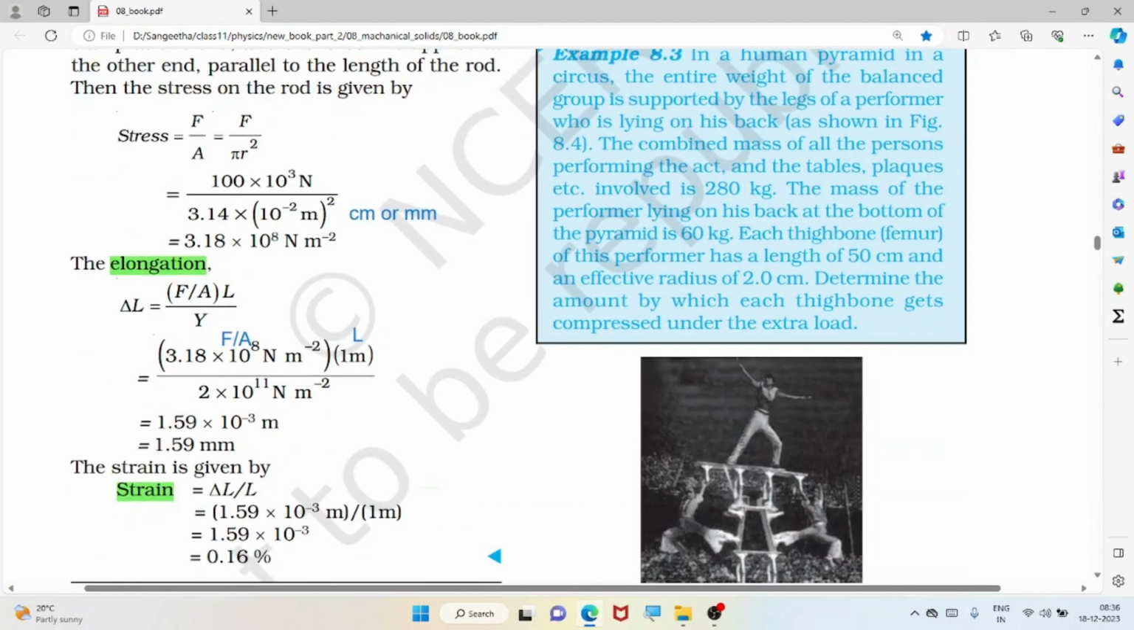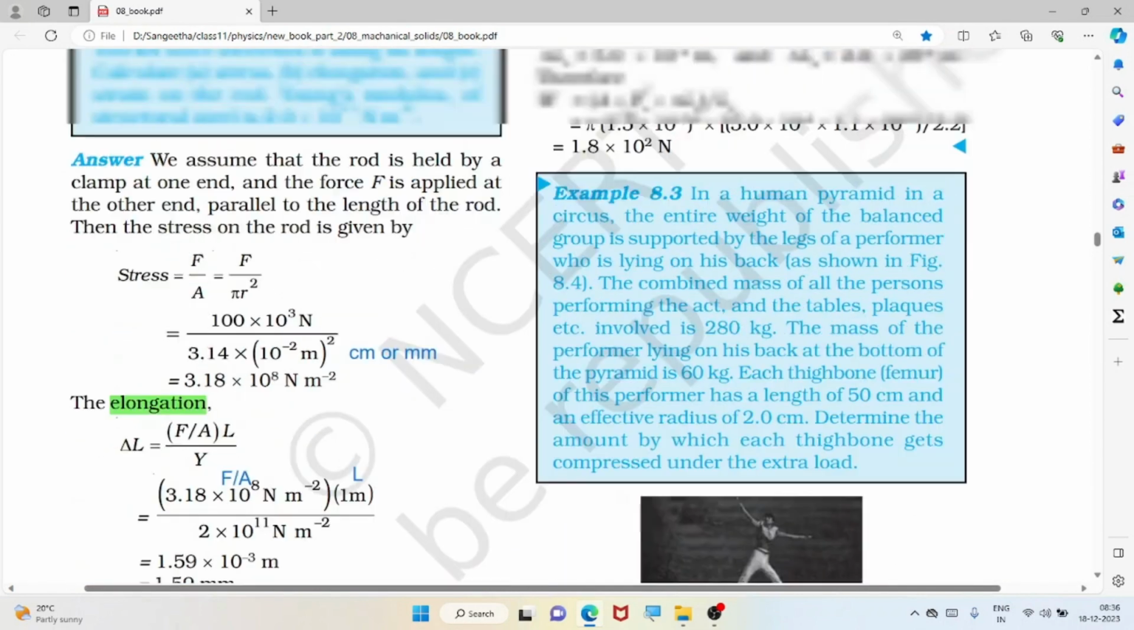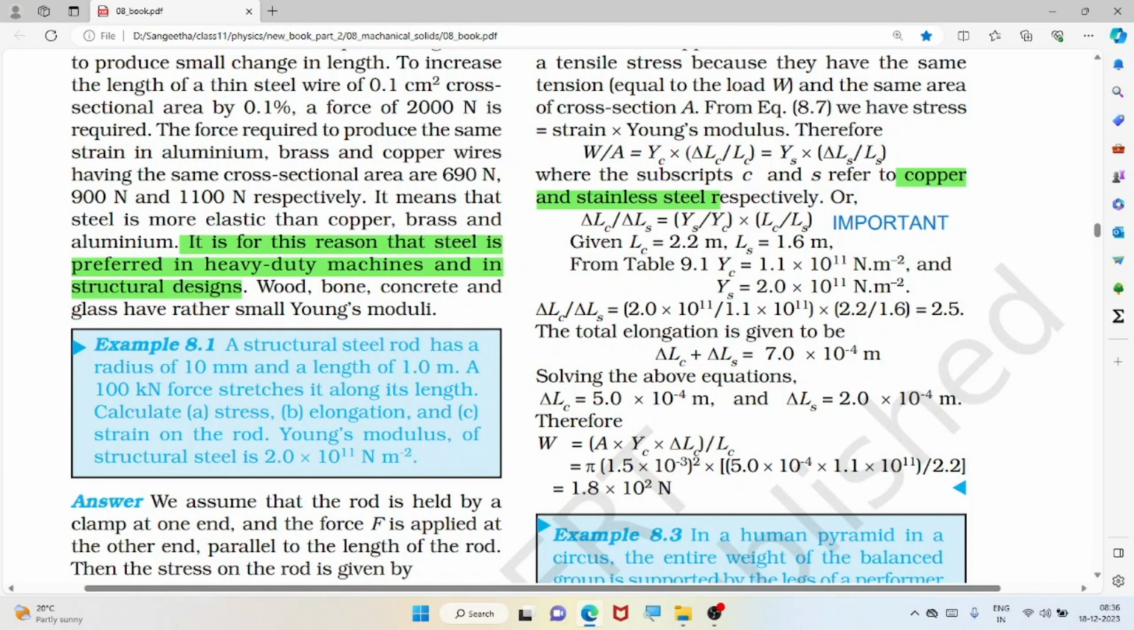What is elongation? Delta L is the elongation. Delta L by L is strain, but delta L is elongation. Now the important thing here is how the Young's modulus is related to the change in length. See here, Young's modulus and the change in length are inversely proportional. Copper is above here, copper below; steel is below here, steel is above here. That is why the ratio is important.